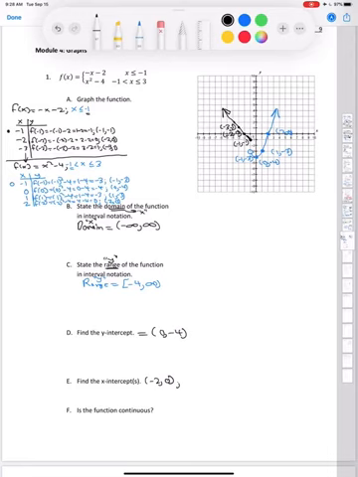Over at +2, -2, 0. They're the x-intercepts. So at -2 or 2 are our zeros. Is the function continuous? All right? Is this function continuous?